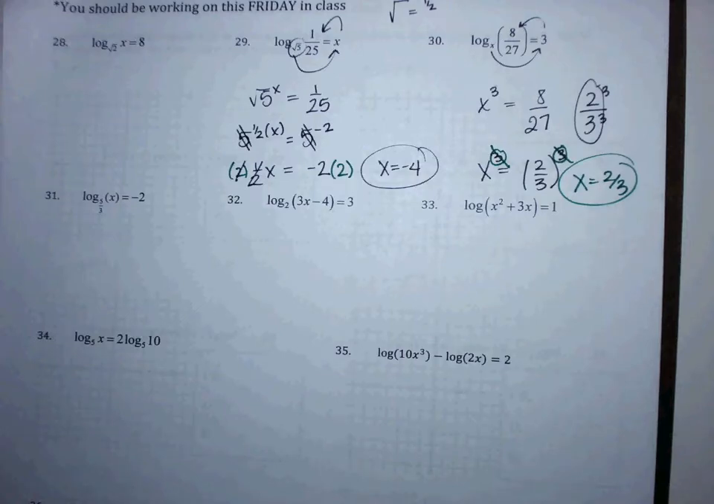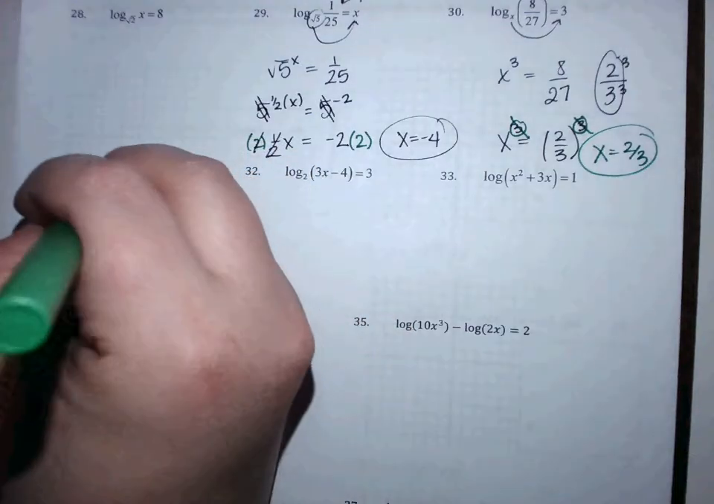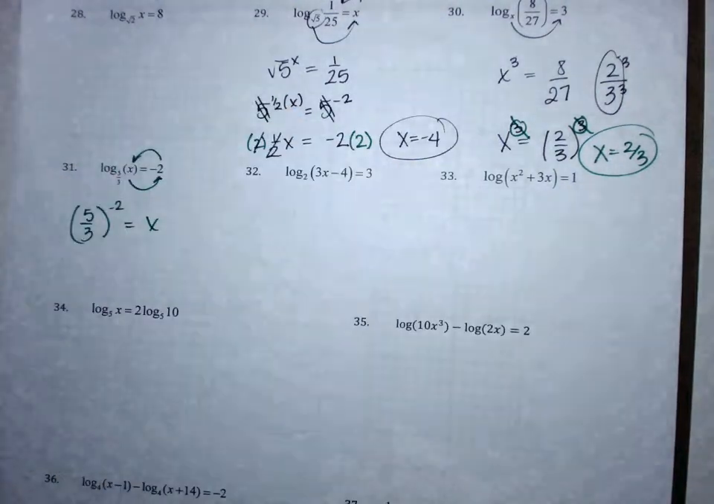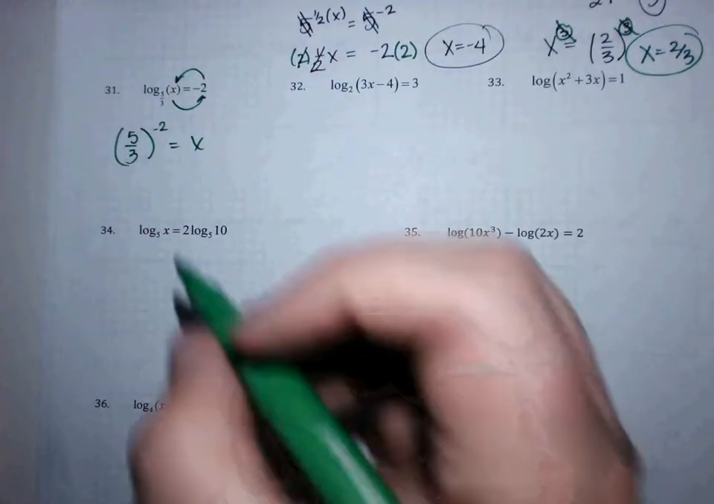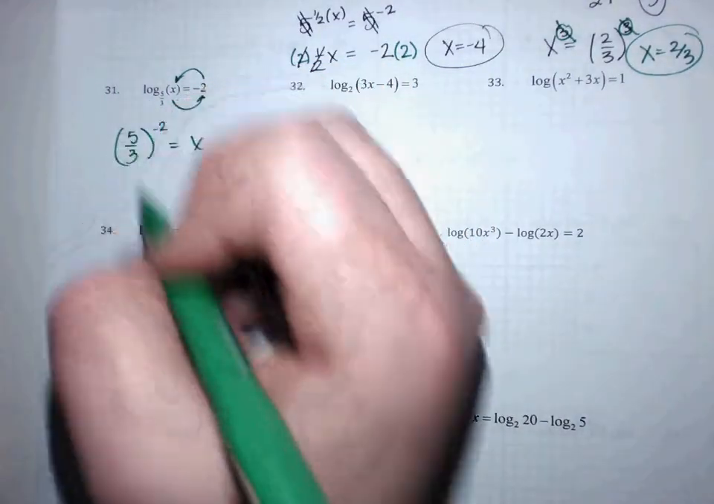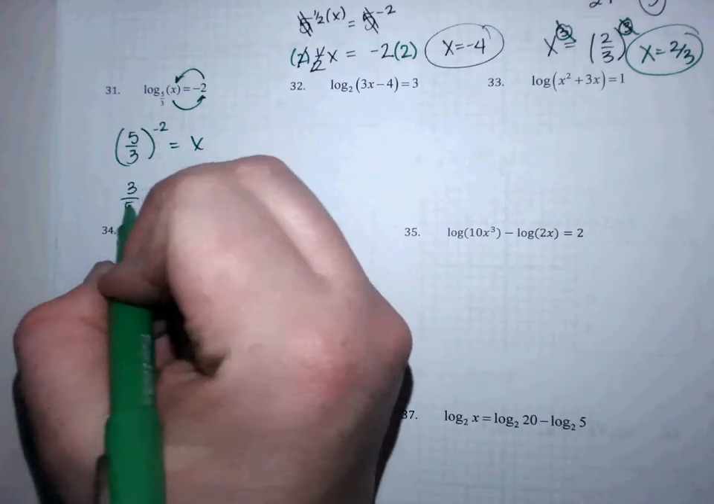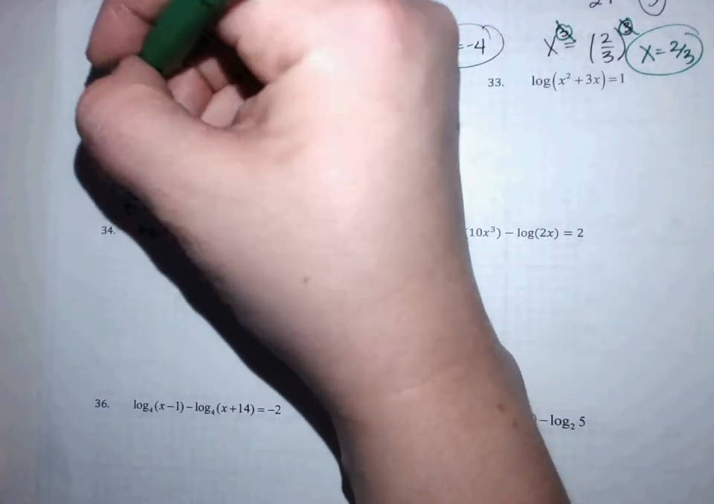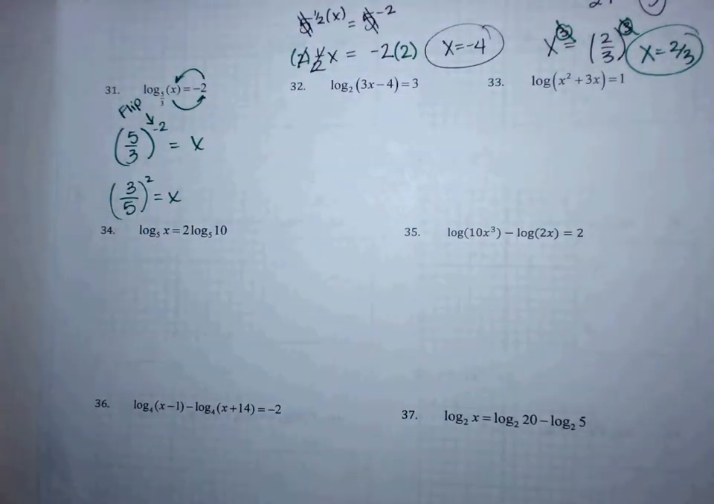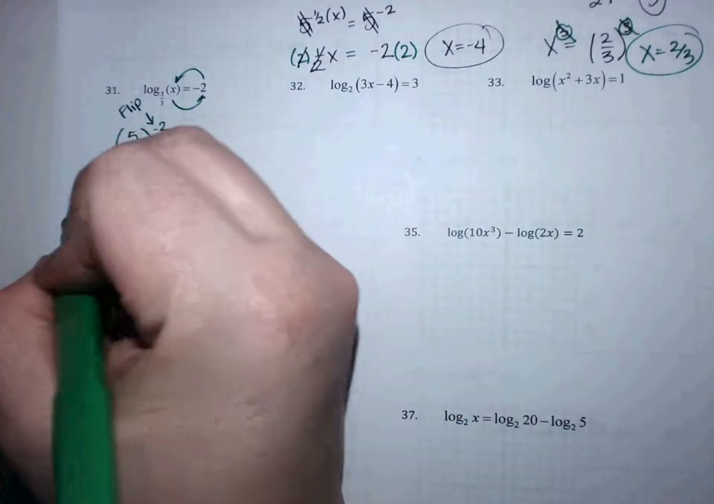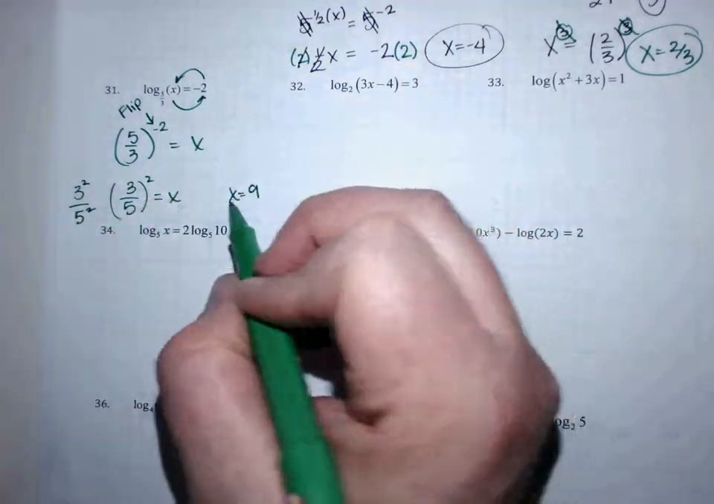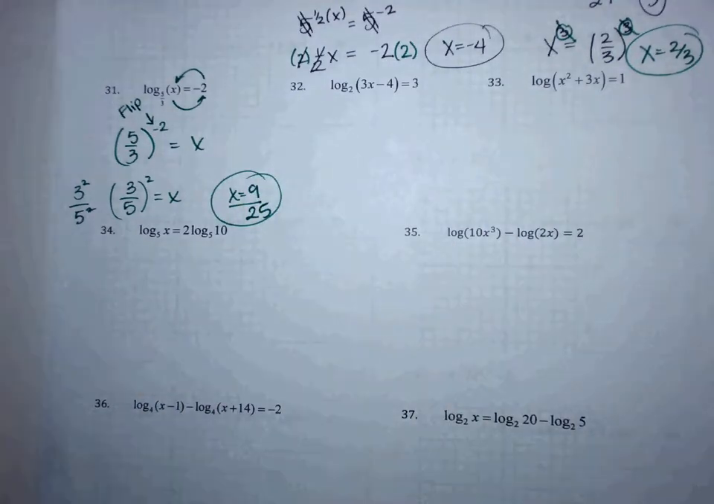Okay, next one, take a look at 31. Write your base. So I have 5/3 up to the negative 2 equals x. We're just doing our little loop there. Then remember, the negative on the inside means I need to flip this fraction in the middle. So if that's 5/3, now it's 3/5 to the 2. So then from there, I can just do 3 squared over 5 squared. 3 squared on the top, that's 9. 5 squared on the bottom, that's 25. So it'd be x equals 9 over 25.